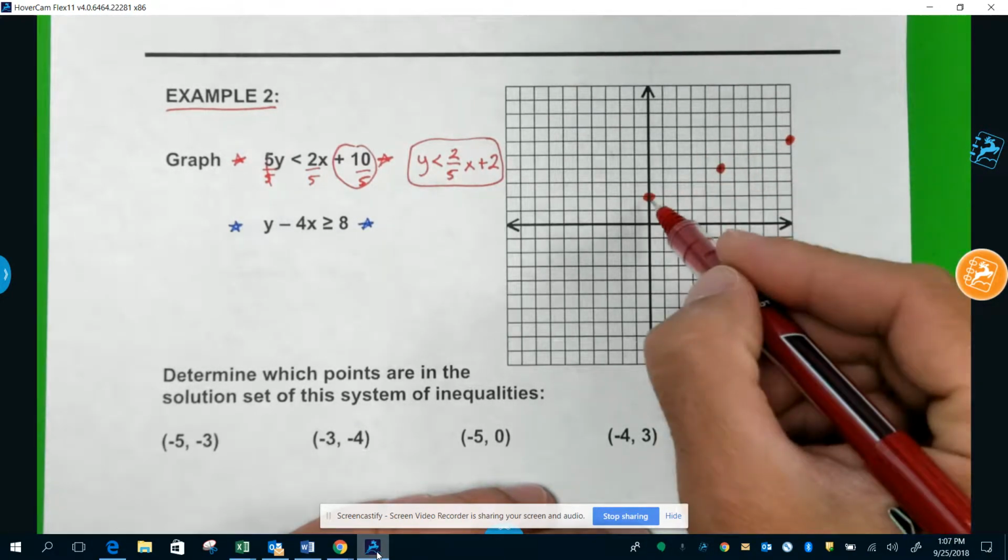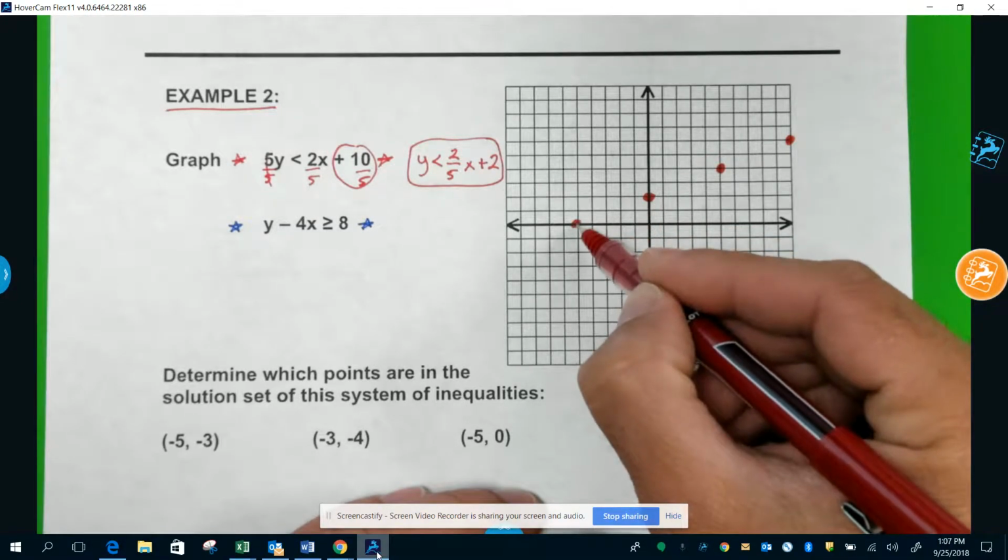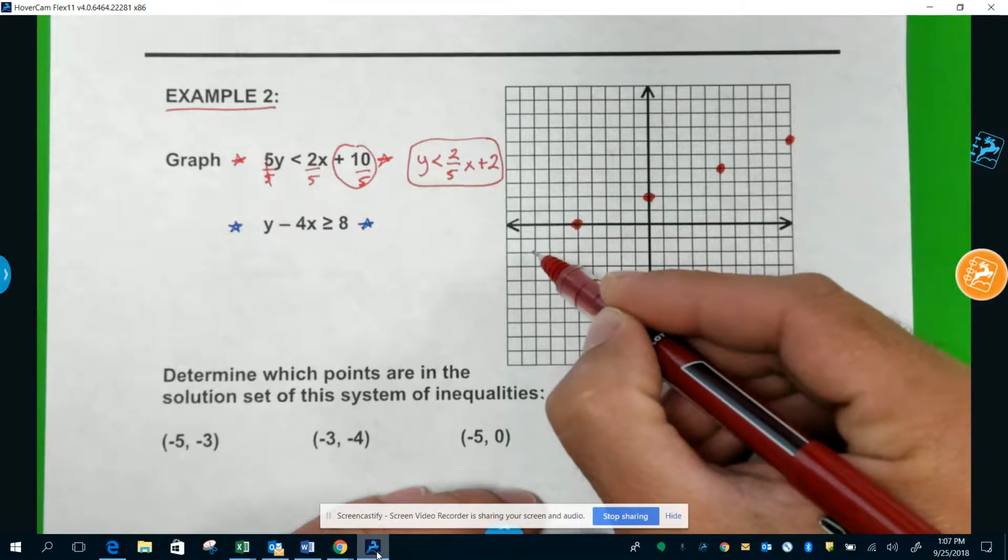Okay. Instead of going up and to the right, we can also go down and to the left. Down 2, 1, 2, 3, 4, 5, and down 2 again, 1, 2, 3, 4, 5.